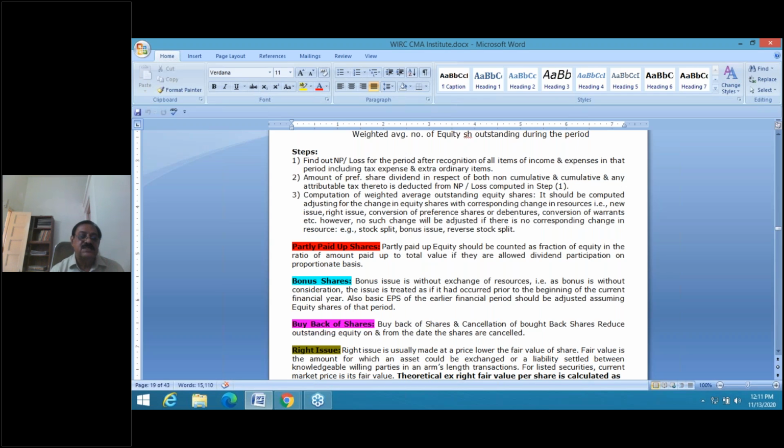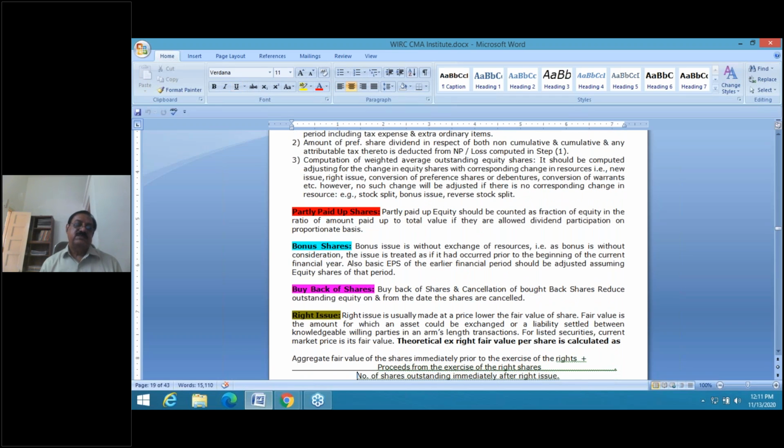Meaning if a share of 100 is split into 10, or 10 is consolidated into 1 share of 100, then there is no resources plus or minus in that. So in that case, your shares will not change. Similarly, in bonus shares, it will not change that way. Meaning they are all to be considered. How? Let's see. So there are 4 things which are affecting your basic EPS: partly paid up shares, bonus shares, buyback of shares, and rights issues.